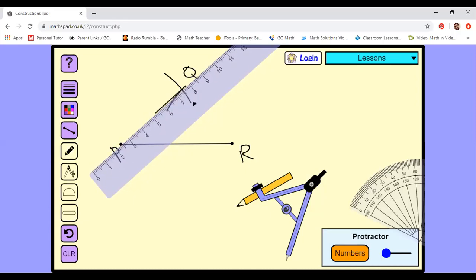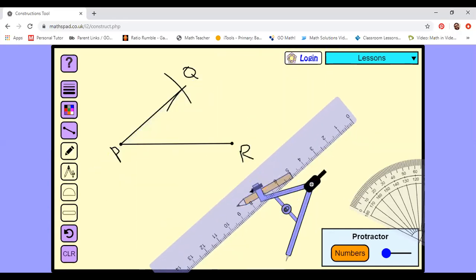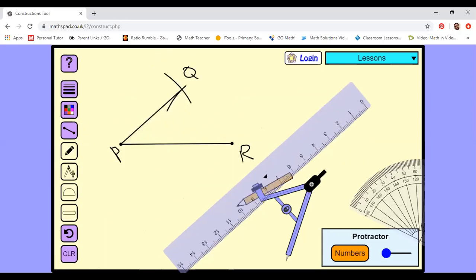Okay. Now join. Then we will use the ruler here.